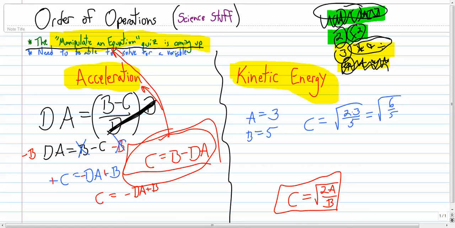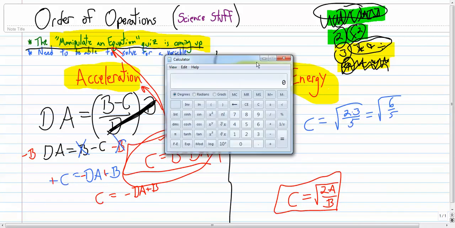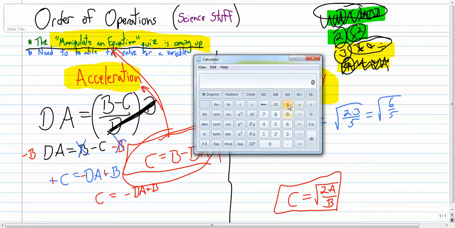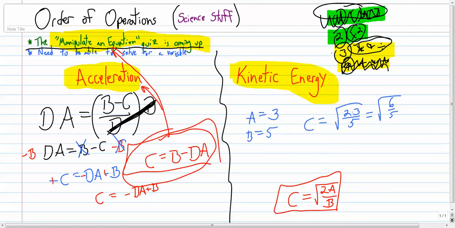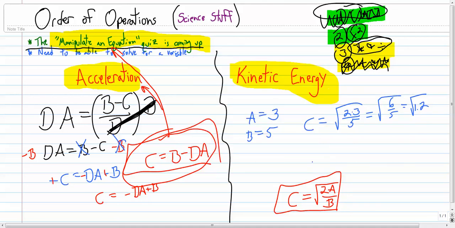I actually want a decimal answer, a real number that I could work with, so I'm going to do that on my calculator. I'm going to make sure I hit clear here. I'm going to go 6 divided by 5, and I get 1.2. But that's not my answer. My answer is the square root of 1.2. So I've got my 1.2, I'm just going to hit the square root button, and I'm going to round this and call it 1.1. So in this case, c is going to equal 1.1.